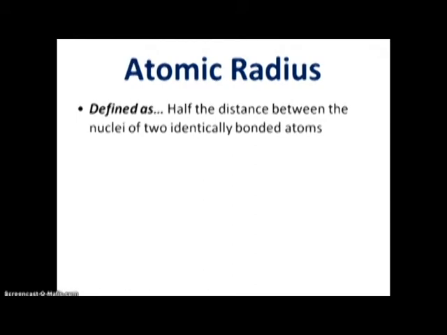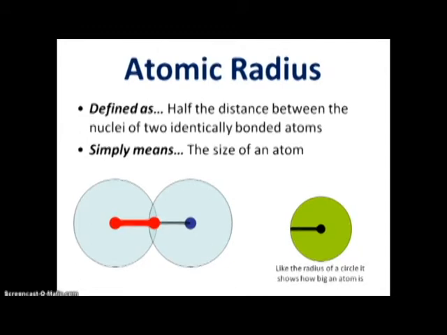Now, we'll break down what this textbook definition means, but simply put, what we mean when you hear the term atomic radius is the size of an atom, specifically. So on the right, you see the radius of a circle. It shows how big that circle is. It's a measure. We can compare sizes of circles to each other by comparing the radius, or the radii, of those circles. Well, we don't know where the outer boundaries of an atom actually are. We don't know where that last ring or that outer circle is.